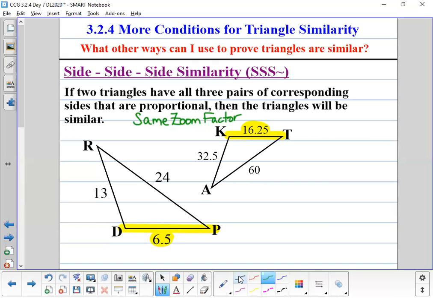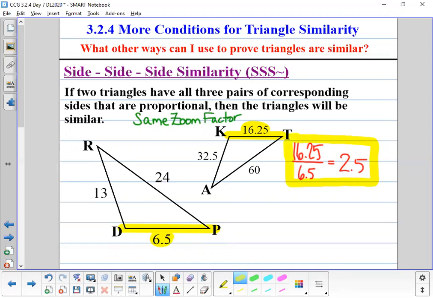So if I write that out in a ratio, I would have 16.25 divided by 6.5. And this is going to tell me what the zoom factor is. And I get that my zoom factor is 2.5. All right, so that means that for my yellow shaded sides, my zoom factor was 2.5.